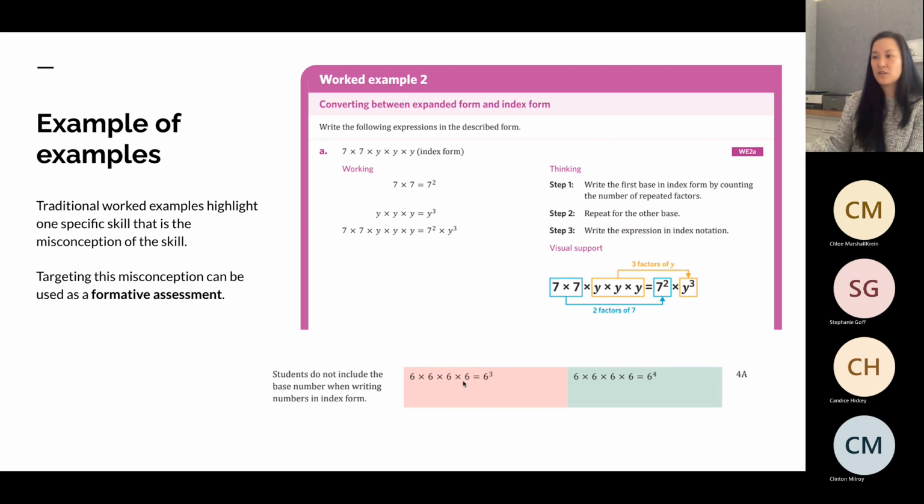This is the misconception that's usually tied here, where it says that students don't include the base number when writing the number in index form. So you can show what something is and is not, and then that ties well with your worked example and visual support as well.